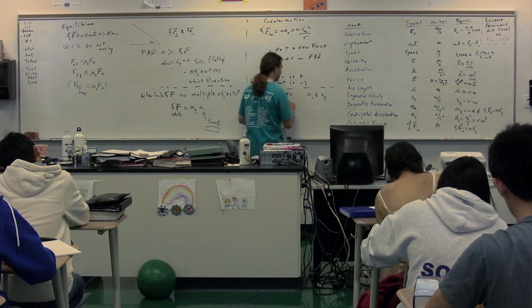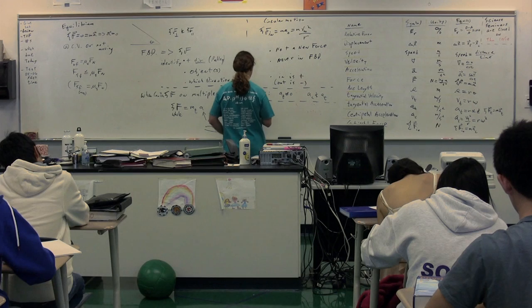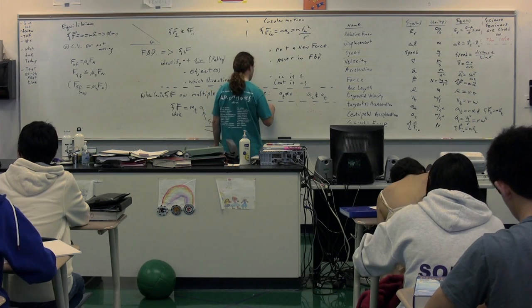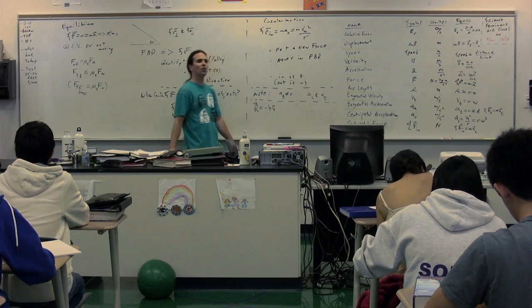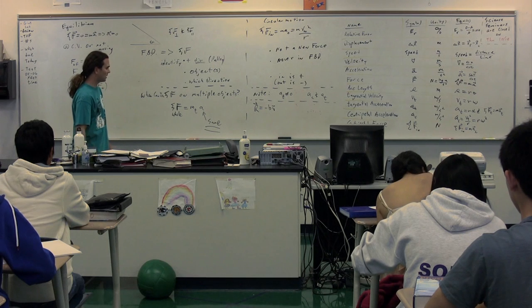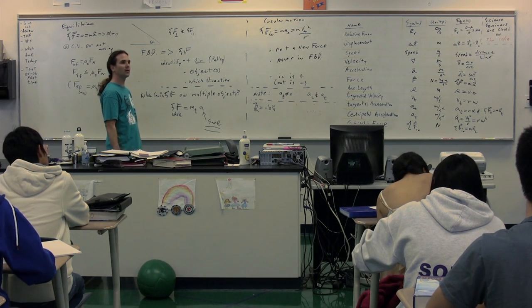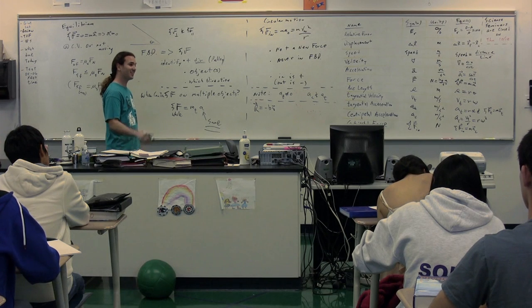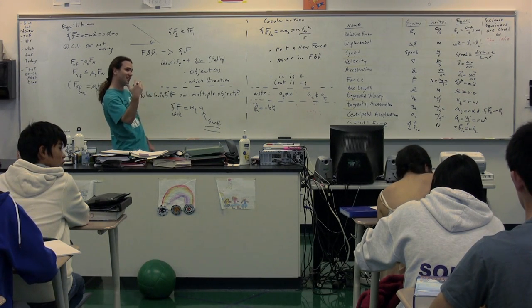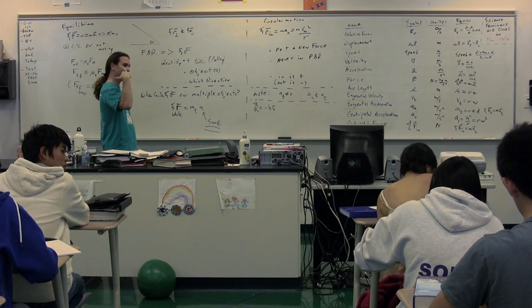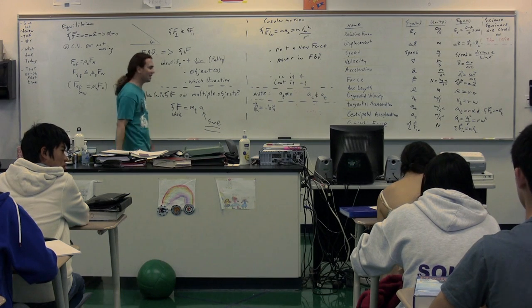Lastly, we have resistive forces, the force of drag. We have two of them. Resistance force equals negative b times v. What is b called? The proportionality constant.